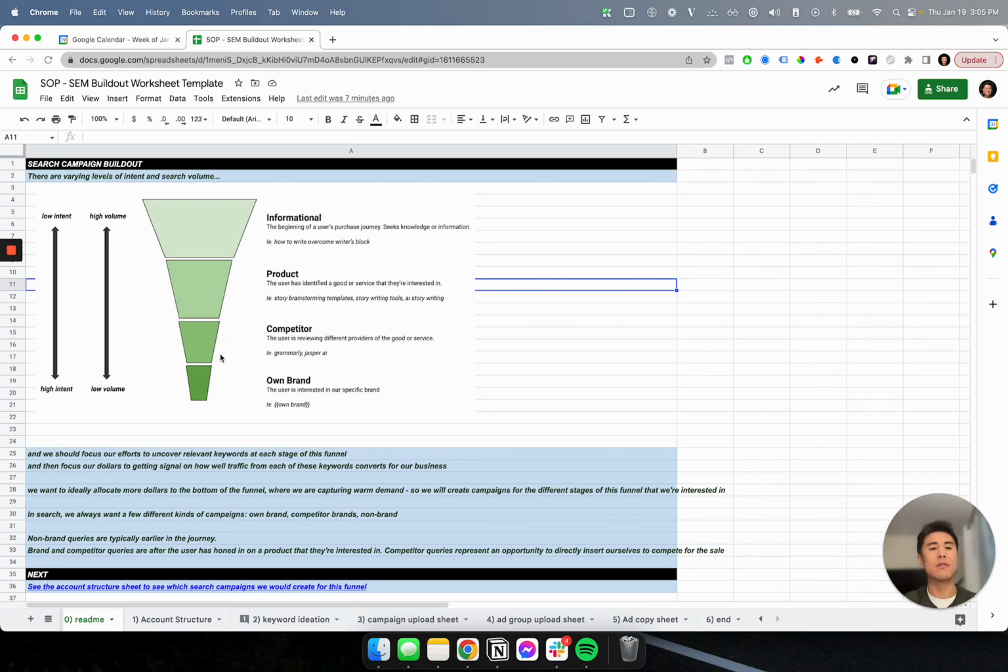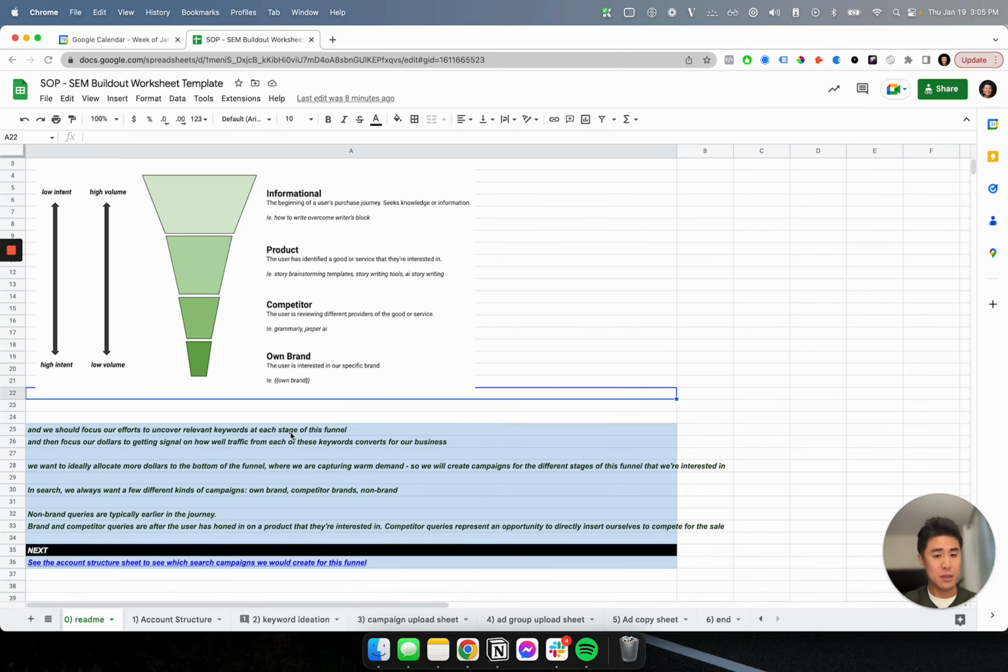Another step down, even less search volume, but more high intent. This is typically after someone has honed in on a specific brand for whatever product they were looking for. In the story writing example, it might be Grammarly or Jasper AI, AI writing tools. In the sunscreen example, it might be Supergoop or something like that. And then finally, the highest intent tranche of queries for your brand is going to be your own brand term. So if you are Supergoop, bidding on Supergoop. If you are Grammarly, bidding on Grammarly. Obviously, that's going to be the lowest volume, but the highest intent.